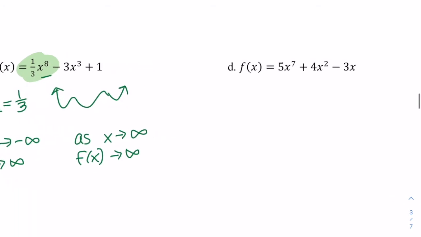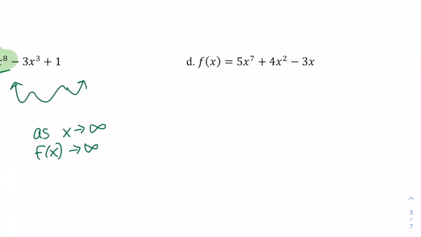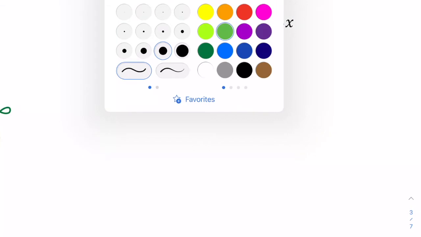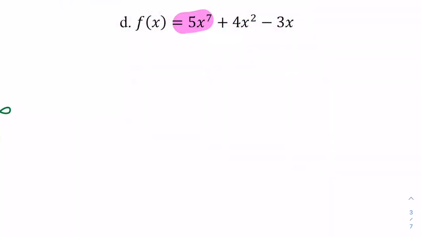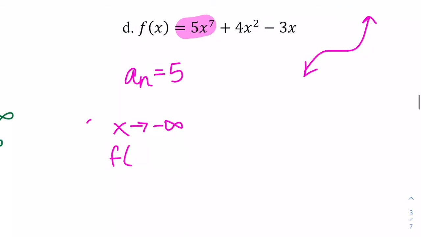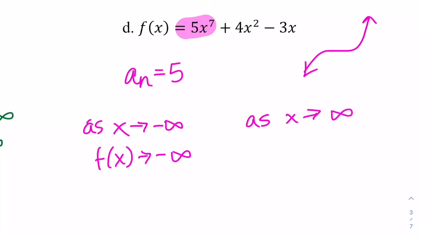Now let's go to the next one. Okay, this one is written in descending degree, and you can see that it's 5x to the 7th. The leading coefficient is 5, so in general it's going to have an increasing pattern. As x approaches negative infinity and goes to the left, f of x will be approaching negative infinity. It's going down or falling. And if we go to the right, as x approaches positive infinity, the function will be rising, approaching positive infinity.